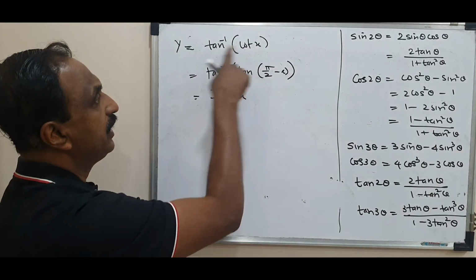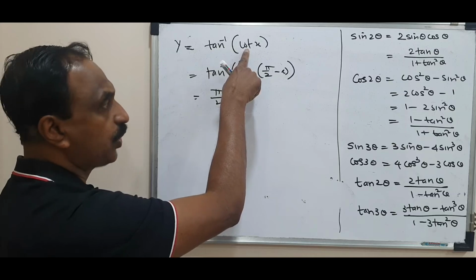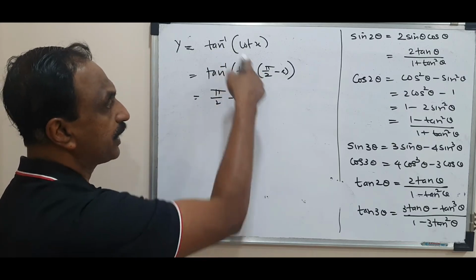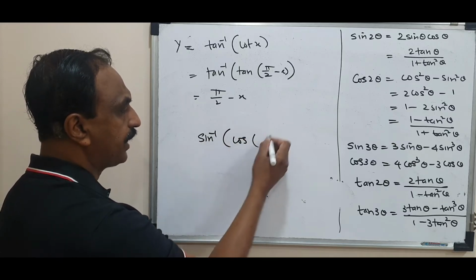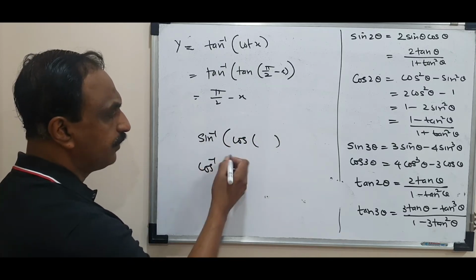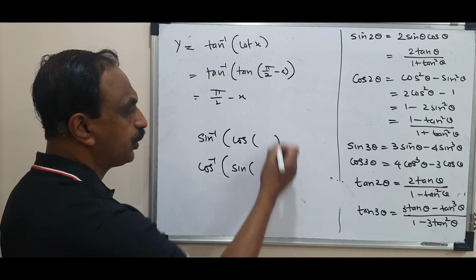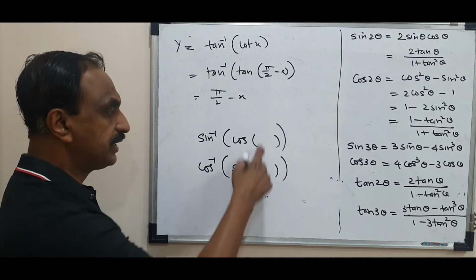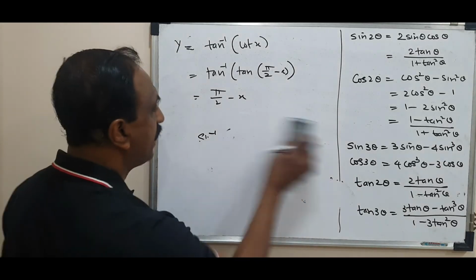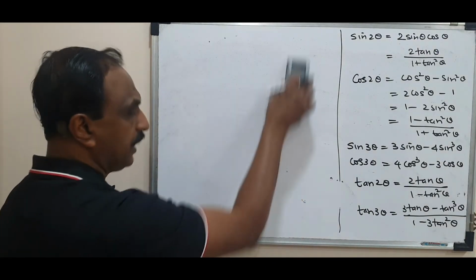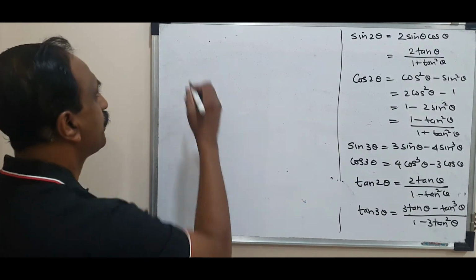So everywhere, if outside is tan inverse and inside is cot, you can make it into tan and then do the cancellation. If outside is sine inverse and inside is cos, you can make the cancellation. If outside is cos inverse and inside is sine, then also you can make the cancellation, by changing the angles. So this is the point to remember. Now let's have a look at my first problem. Imagine I have a question like this.